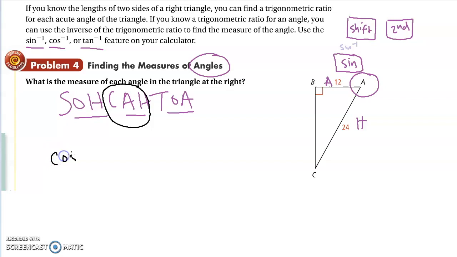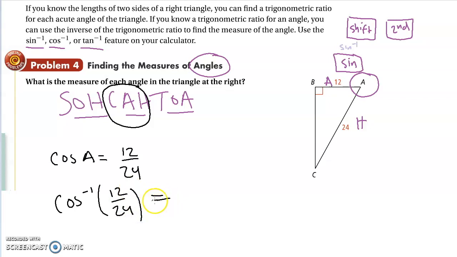So cosine of angle A is equal to adjacent, 12, over the hypotenuse, 24. Now if I want to find the measurement of the angle, all I do is find the inverse cosine of 12 over 24. With a calculator, I would say inverse cosine of 12 divided by 24. I can type that in just the way it is, and my calculator gives me an answer of 60, which means my answer is 60 degrees.